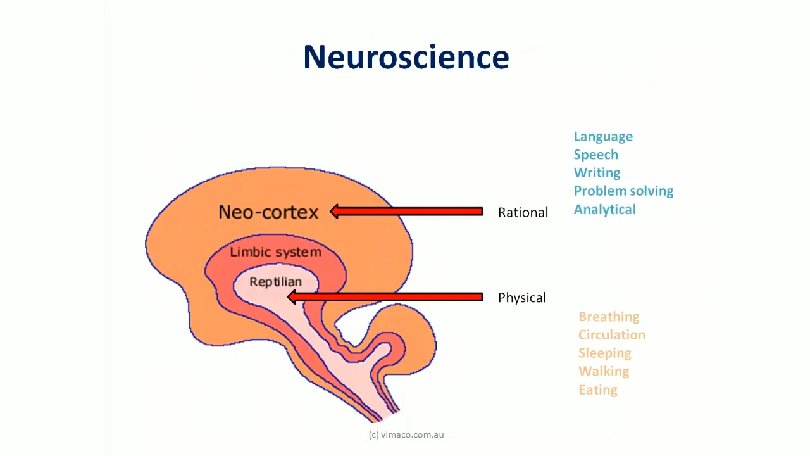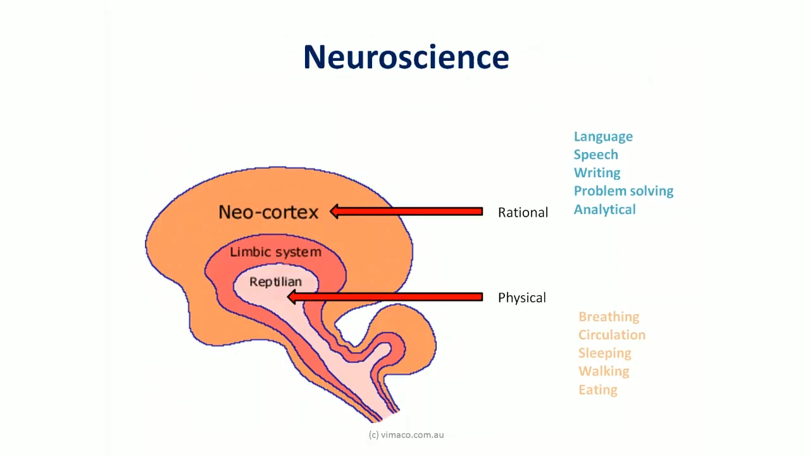This is the language, the speech, the writing, problem-solving, analytical part of the brain. This is where we think consciously about things. We think about how to solve a problem. This is all part of the brain that we use, the neocortex.